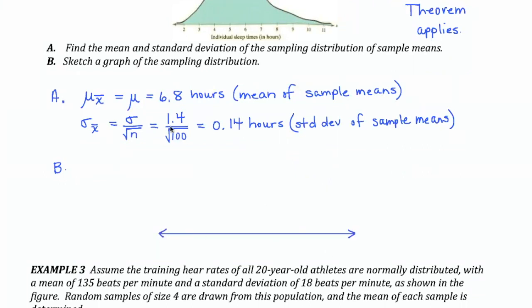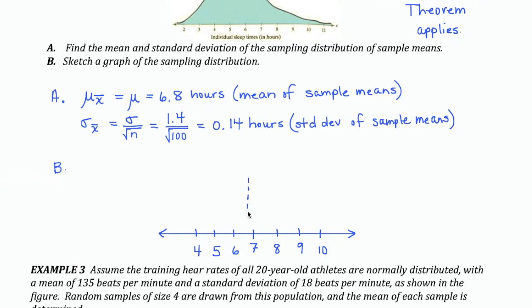And on this number line, I need to fit a mean of 6.8 hours and a standard deviation of 0.14 hours. So the mean is roughly 7. So I'm going to put 7 in the middle of my number line. I'm going to count off to the right and to the left. My mean is 6.8 hours, so that's where the middle is going to be.